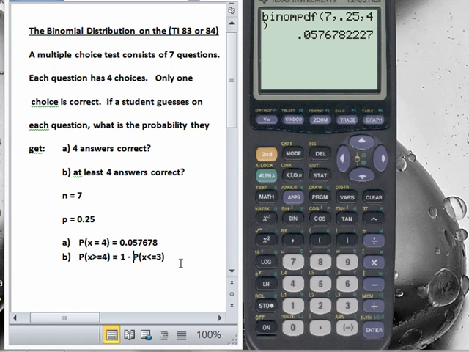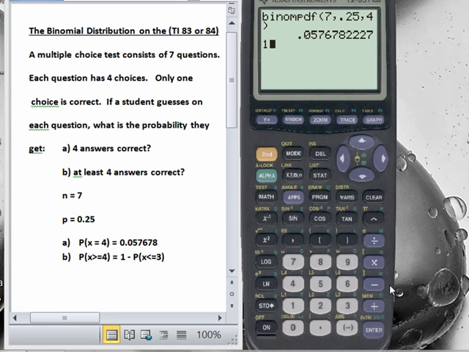And on the calculator we can do that. Alternatively, we could figure out the probability of x equals 4, the probability of x equals 5, x equals 6, x equals 7, and add them all together. But using the calculator, this is an easier way. So we're going to use the cumulative probability function to figure out the probability that x is less than or equal to 3, and then subtract that from 1.